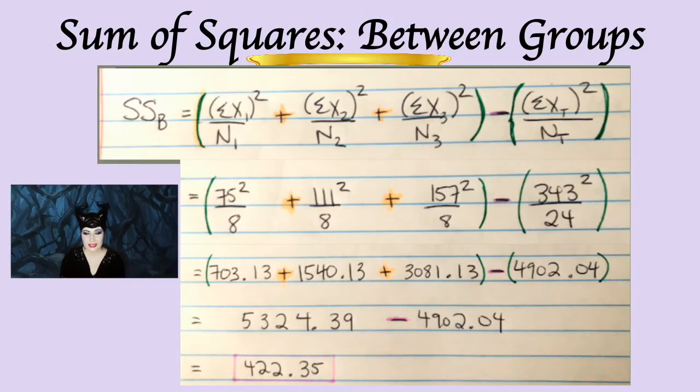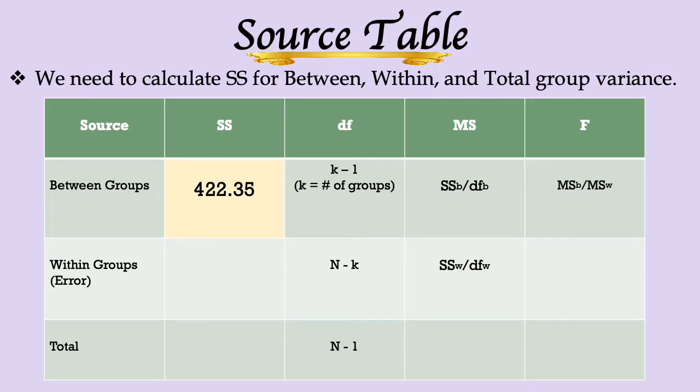Once we simplify that second row, we get 703.13 plus 1540.13 plus 3081.13. All of that added together is going to give us 5,324.39, which we're going to subtract 4902.04 to ultimately be left with a sum of squares between variance equal to 422.35. This is the value that we're going to put in our source table for sum of squares between.